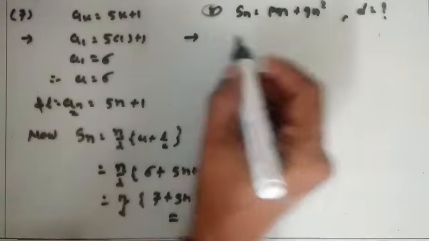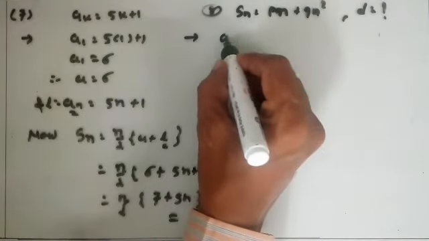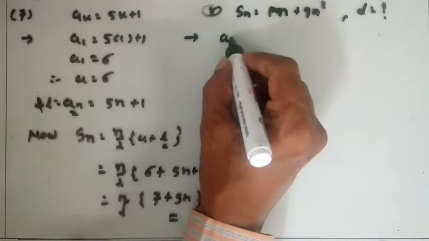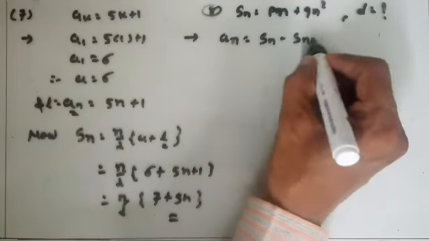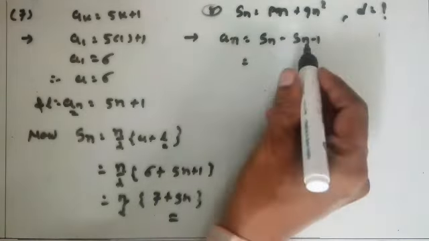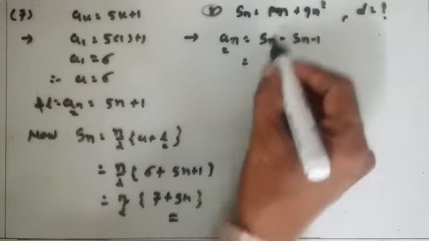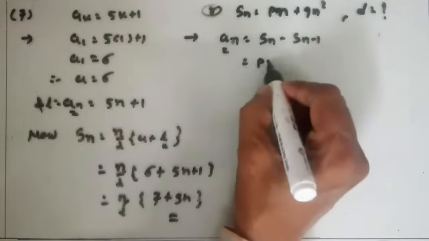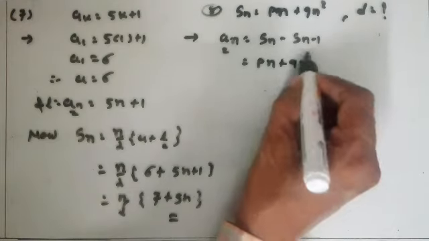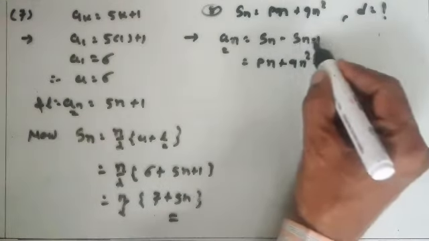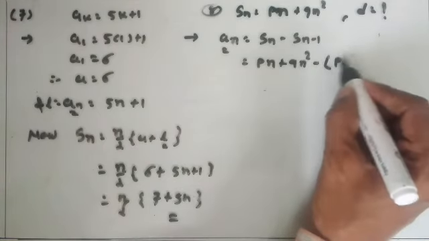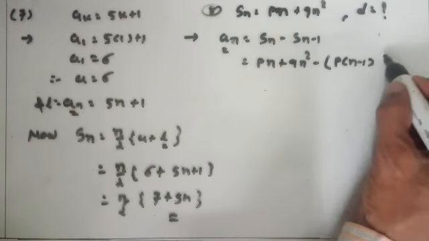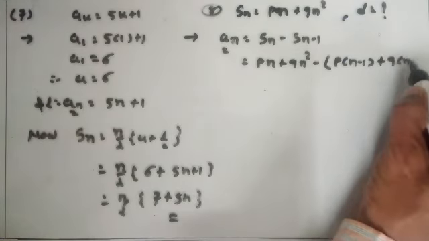Friends, we know that if the sum of n terms is given, then the nth term an is equal to Sn minus Sn minus 1. From this we get the nth term. Here Sn equals Pn plus Qn square, and Sn minus 1 is obtained by replacing n by n minus 1, so P into n minus 1 plus Q into n minus 1 square.